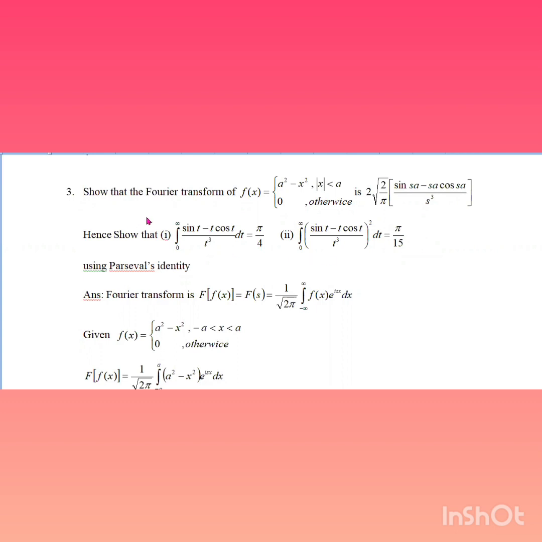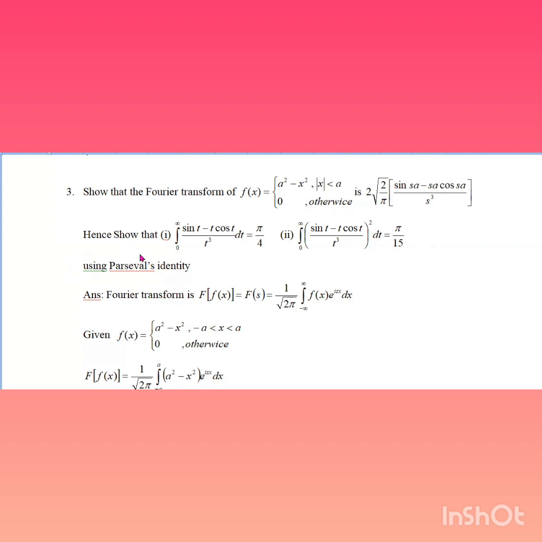Show that the Fourier transform of f of x is equal to two values. One is a square minus x square, comma modulus x less than a. Another value is 0, otherwise, is 2 into root of 2 pi pi (sin sa minus sa cos sa) whole divided by s cube.